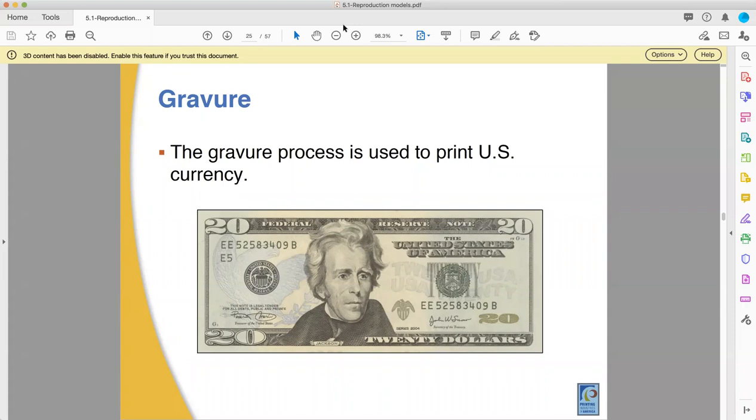This is Professor Ben Hewitt, and we are looking today at gravure printing processes in PIA's 5.1 reproduction processes. So gravure is what they use to print US money.